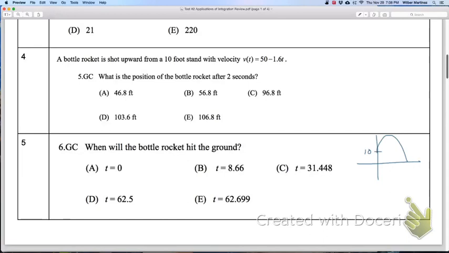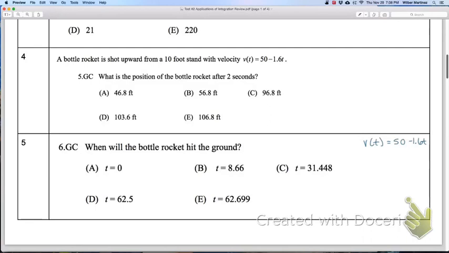So the first thing I want to do is solve for the position function. So I know the velocity function. If I want to get the position function from there, that means I need to take the integral. And then I can use this initial condition about it starting at 10 feet in order to find out my c value. So the integral of the velocity function, v of t, which is 50 minus 1.6t.